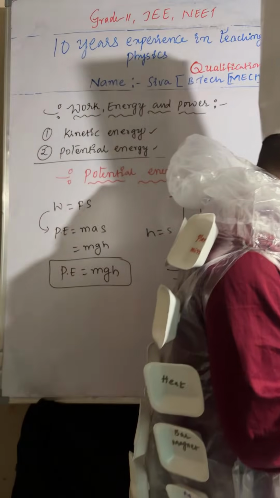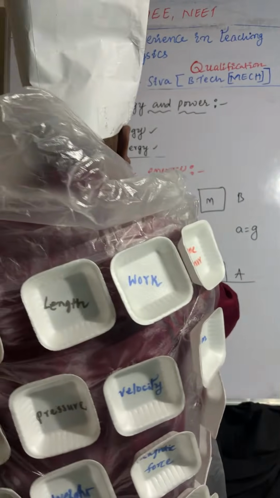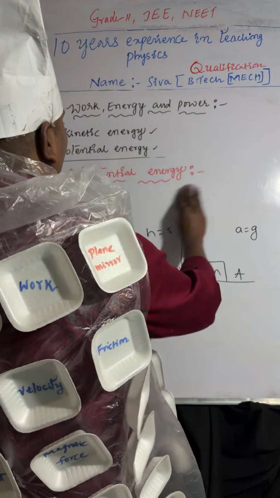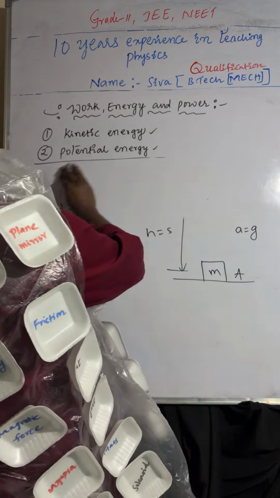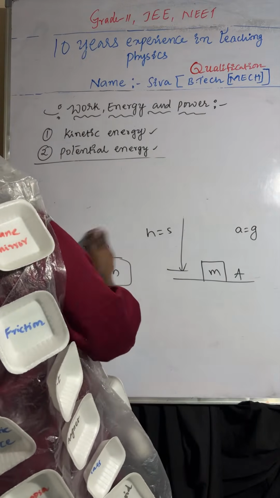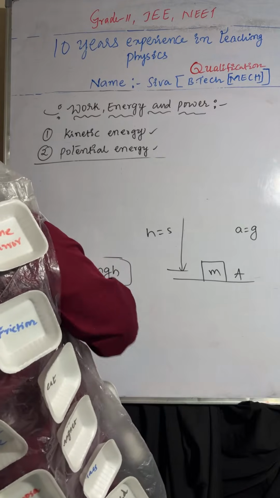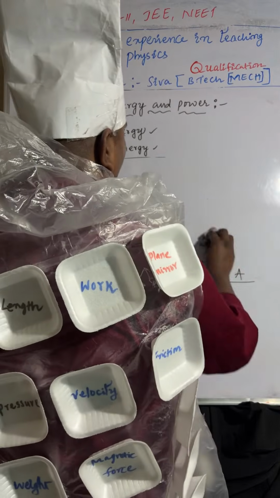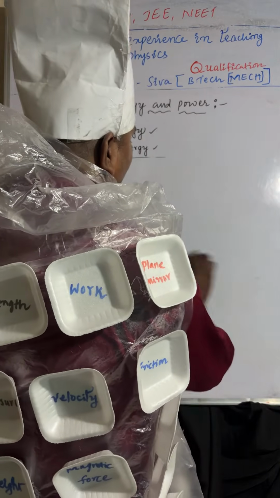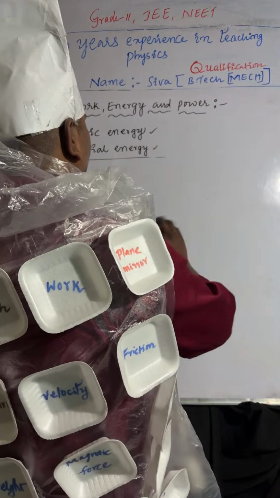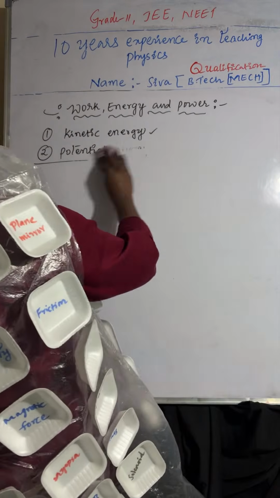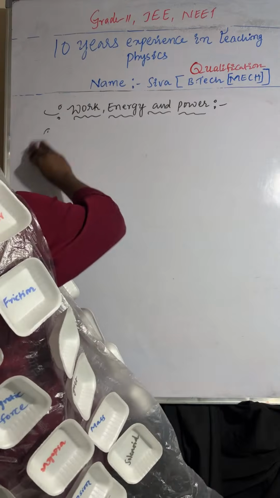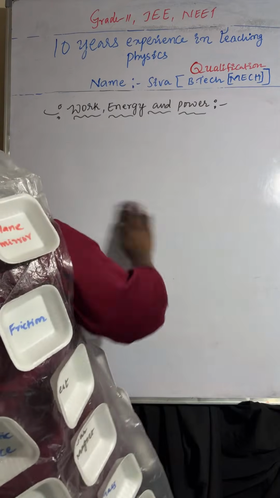Energy possessed by the body by virtue of its motion is called kinetic energy. Energy possessed by the body by virtue of its position is called potential energy. Combinedly, we can say mechanical energy. Understood or not?